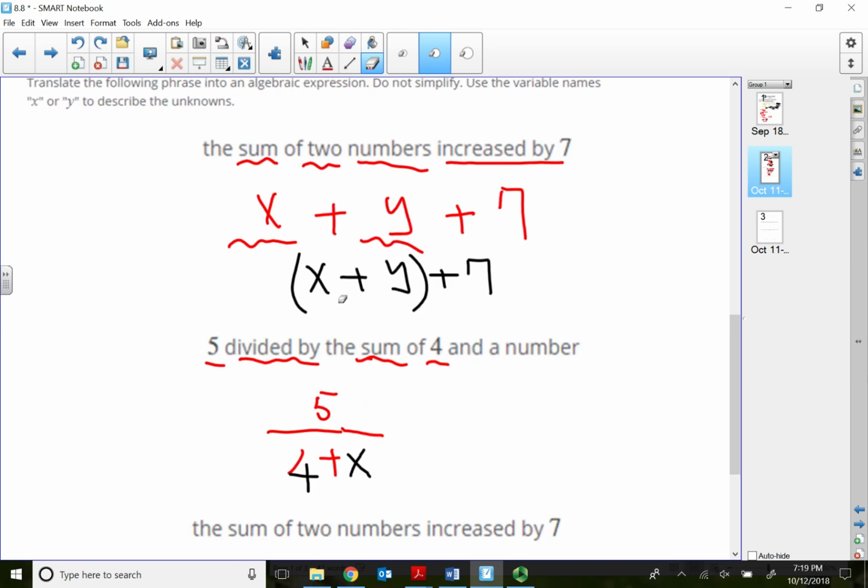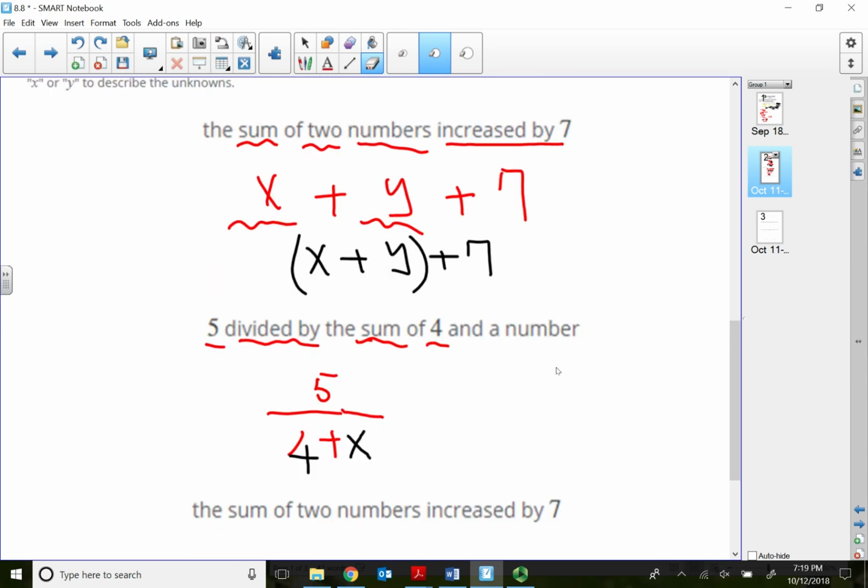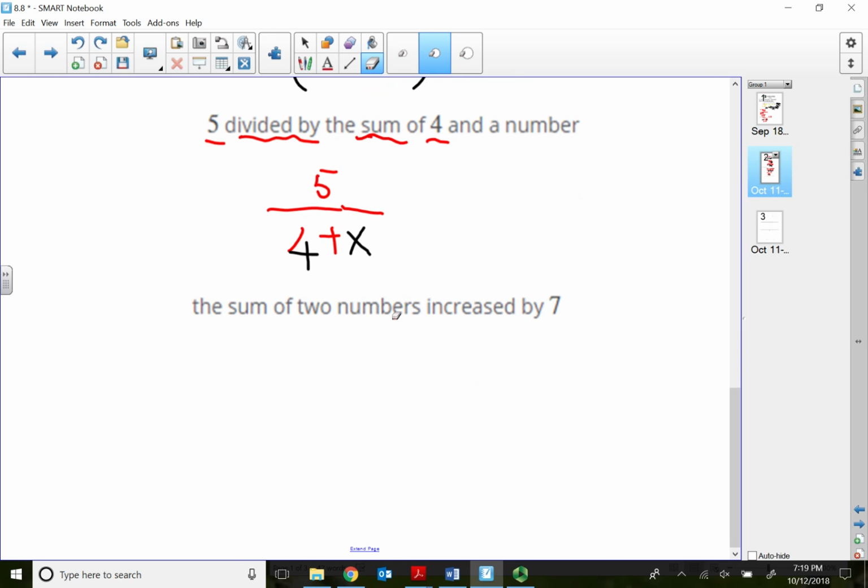All right. Again, the sum of two numbers increased by 7. That's the same problem as the one before. I didn't mean to duplicate that.